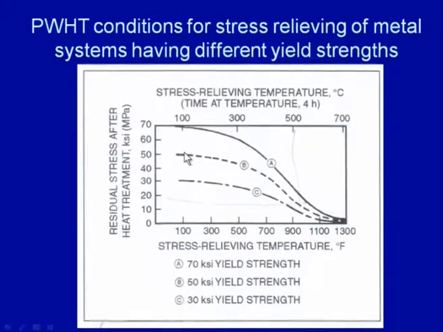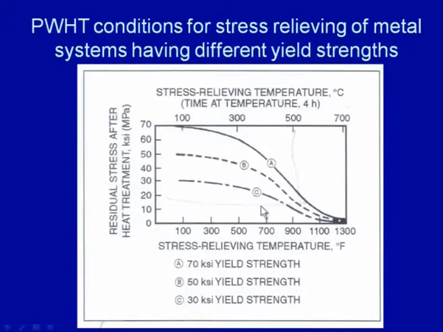This is another diagram showing the residual stresses which are left in after the heat treatment. The residual stresses left in after the heat treatment are almost nil after exposure at 800 degree centigrade, and at 700 degree centigrade with 8 hours of exposure here. This is for 4 hours. This diagram corresponds to 4 hours.